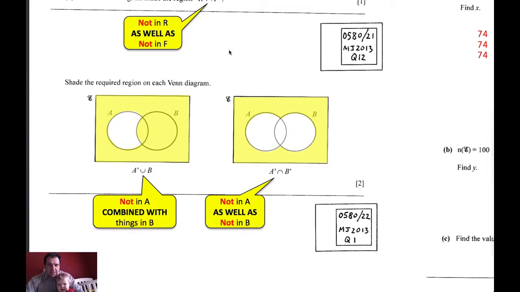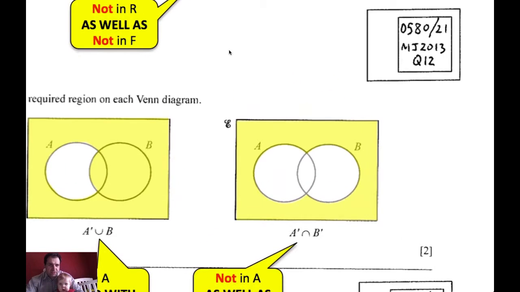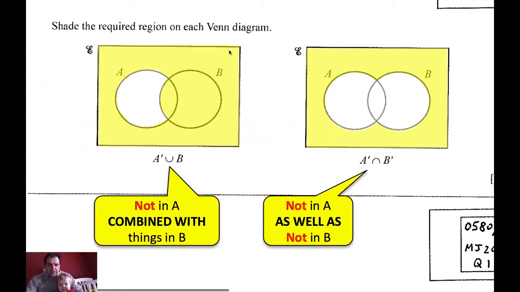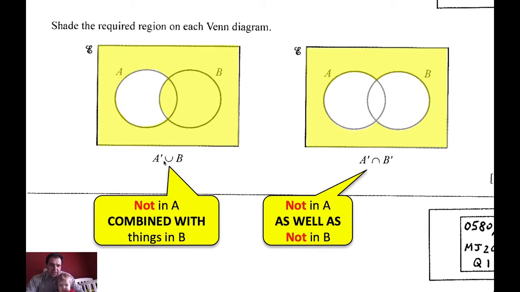Okay, and then it says for the next question, shade the required region on each Venn diagram. So you've got A dash union B. So A dash is everything outside of A. B is everything inside of B. And then this U sign, union, means the two things combined. So the things that are outside A combined together with the things that are inside B. Okay, so it's just got to be in either one of those or the other. So the combination of the two things is union.